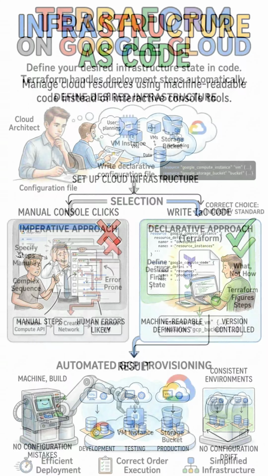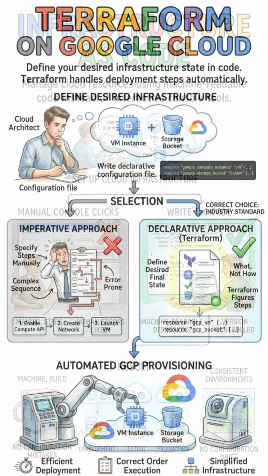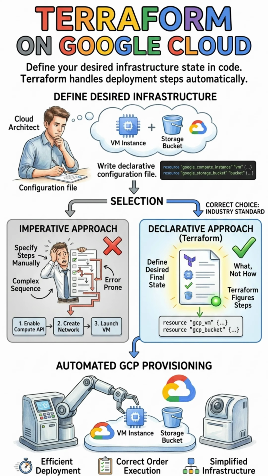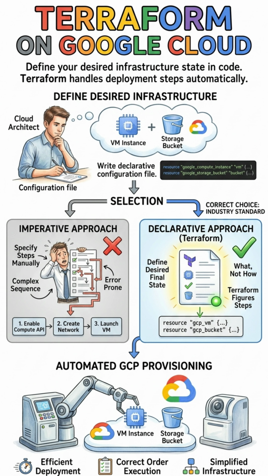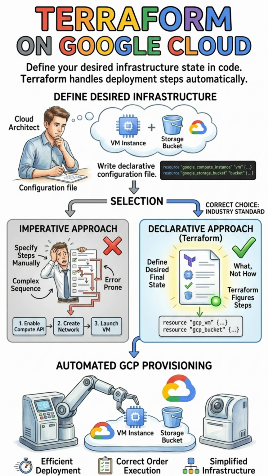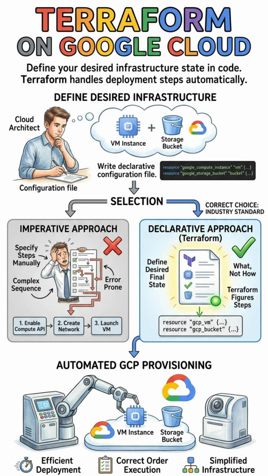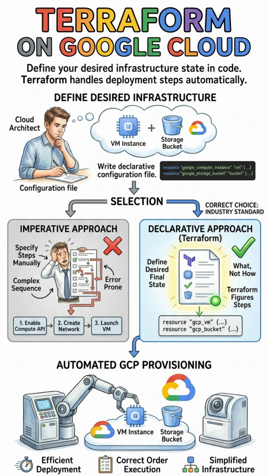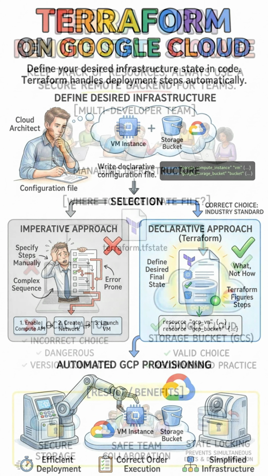Google Cloud offers native deployment tools, but HashiCorp Terraform is the industry standard and heavily featured on the certification exam. Terraform uses declarative configuration files to define the desired state of your infrastructure. This means you simply state what resources you want, such as a virtual machine and a storage bucket, and Terraform automatically figures out the exact steps required to create or update them in the correct order.